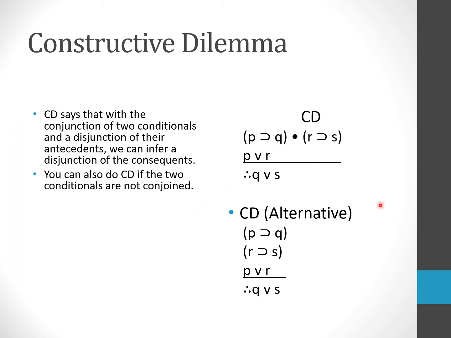And then a lot of times you'll be given these conditionals, but they aren't conjoined. So I like to say that if you want to cut out the conjunction, you can totally do this. So if you have two conditionals anywhere and you have a disjunction of their antecedents, you're allowed to infer a disjunction of the consequences.